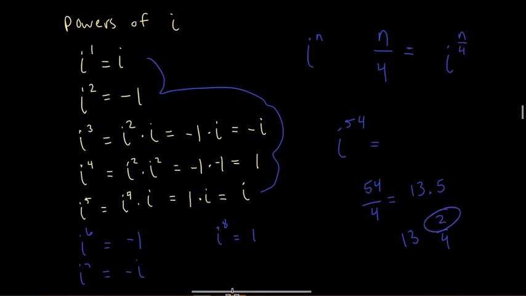Because it's 2/4, that means that this is equivalent to i squared. And so that means that it's -1. Kind of confusing, maybe a little bit.